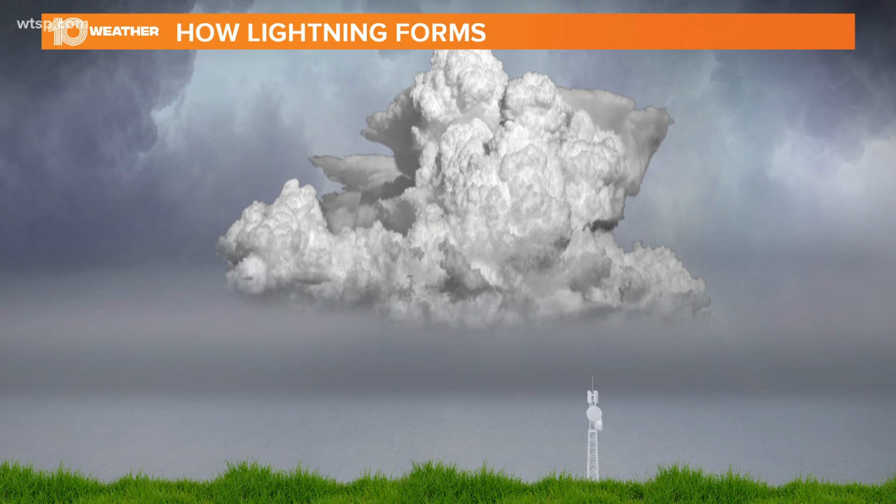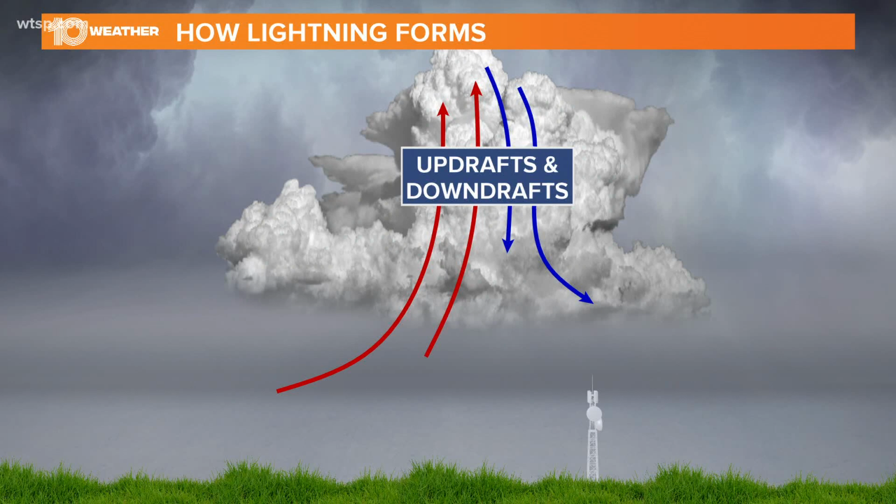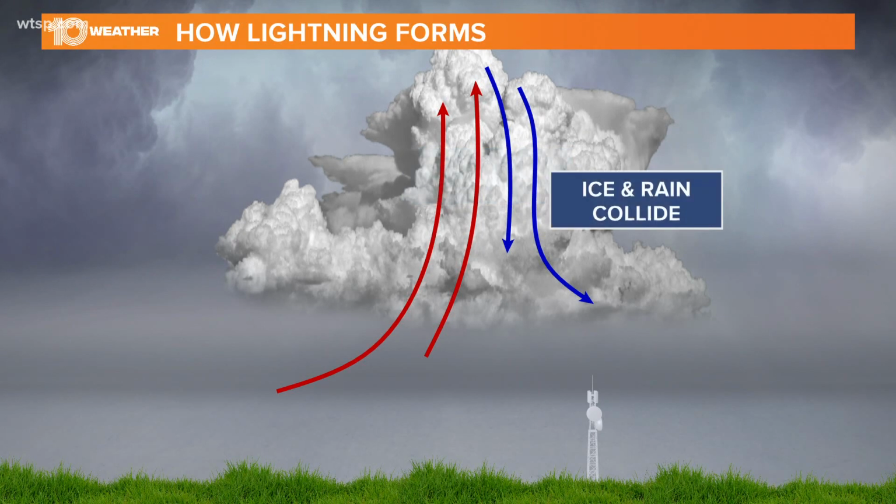So with that, how does lightning even form in the first place? No doubt your kids have probably asked that, right? So here we go. You've got a thunderstorm or building cumulus clouds, and within those clouds you have currents of air flowing up and down. We call those updrafts and downdrafts.